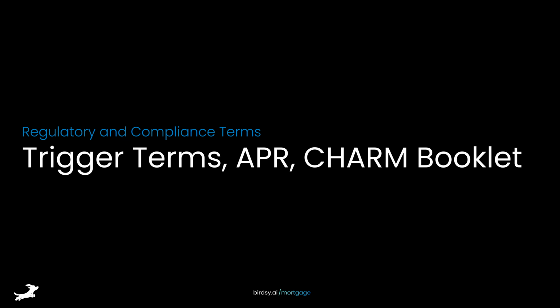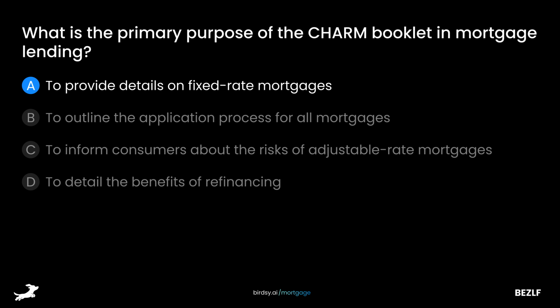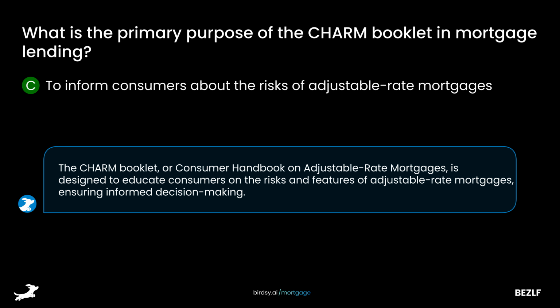Trigger terms, APR, CHARM Booklet. What is the primary purpose of the CHARM Booklet in mortgage lending? Is it A, to provide details on fixed-rate mortgages, B, to outline the application process for all mortgages, C, to inform consumers about the risks of adjustable-rate mortgages, or D, to detail the benefits of refinancing? The answer is C, to inform consumers about the risks of adjustable-rate mortgages. The CHARM Booklet, or Consumer Handbook on Adjustable-Rate Mortgages, is designed to educate consumers on the risks and features of adjustable-rate mortgages, ensuring informed decision-making.